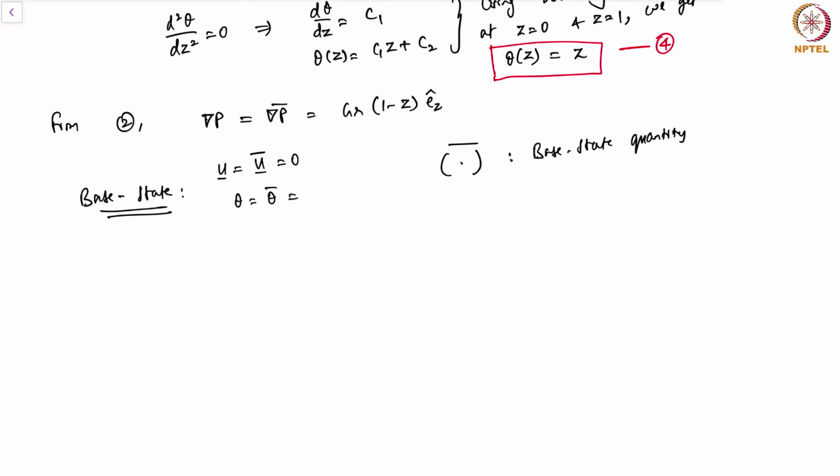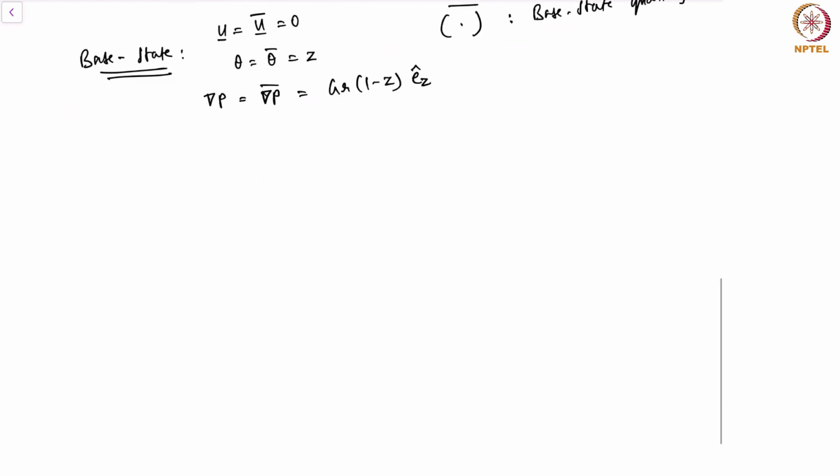Theta bar, which is z, and finally the base state pressure gradient would be 1 minus z, e_z. That's the base state pressure gradient.